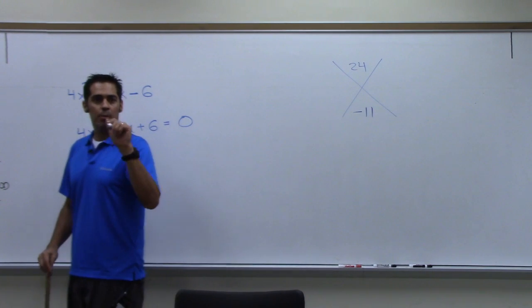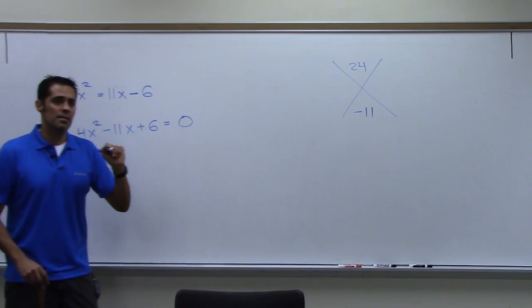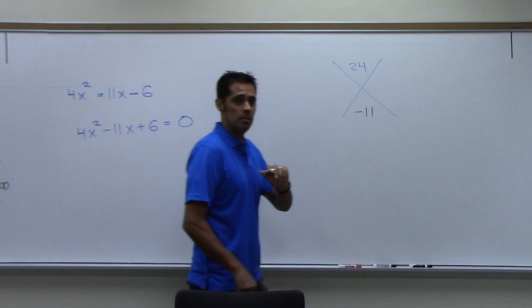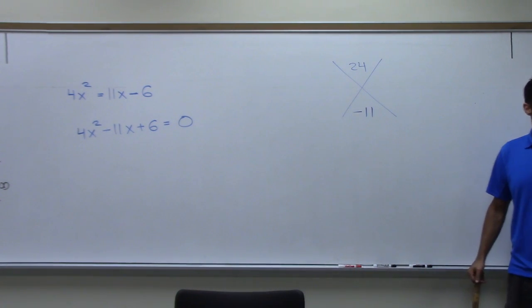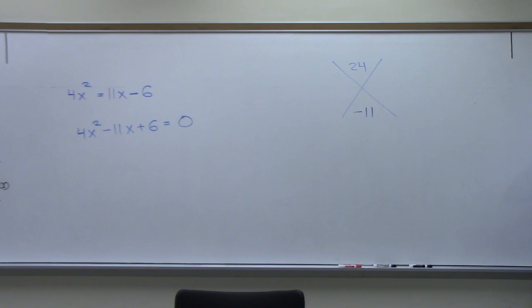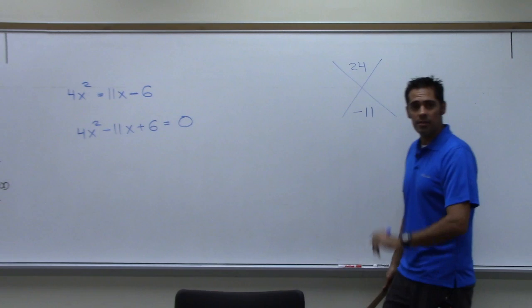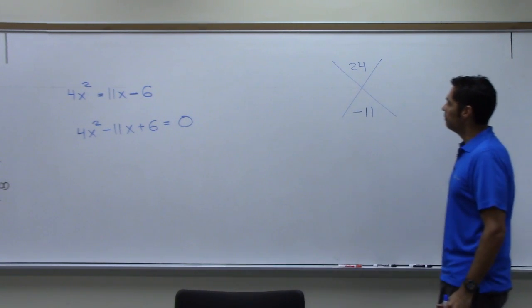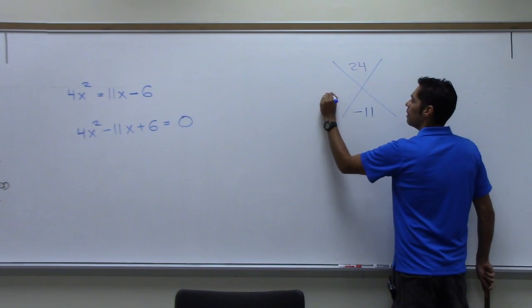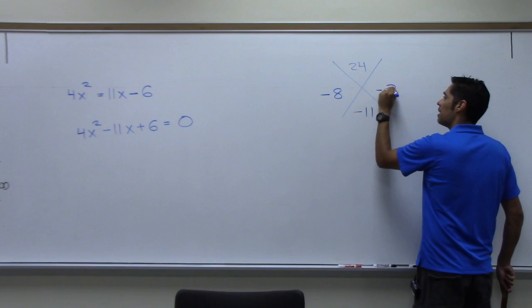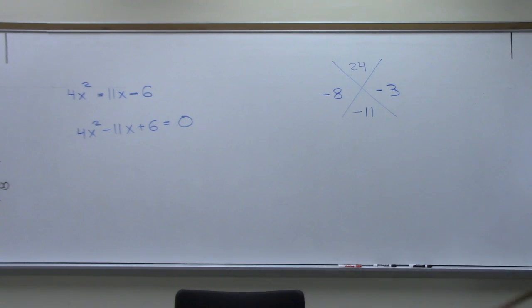I want you to write prime. That would mean it doesn't factor, and it could happen on your homework. But make sure you've checked all your numbers, because it could be that you just didn't check thoroughly enough. But if it does not work, just put prime as the answer. Doesn't factor. Does it work in this case? Yes. What are they? -8 and -3 again. Negative and negative. That will work.